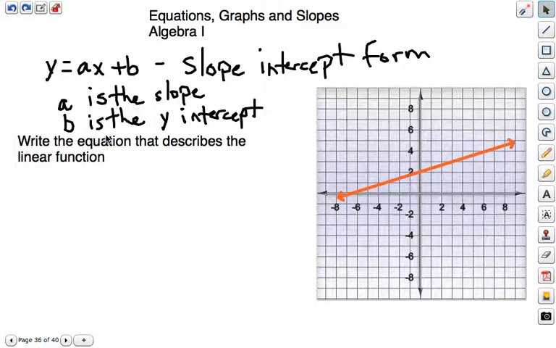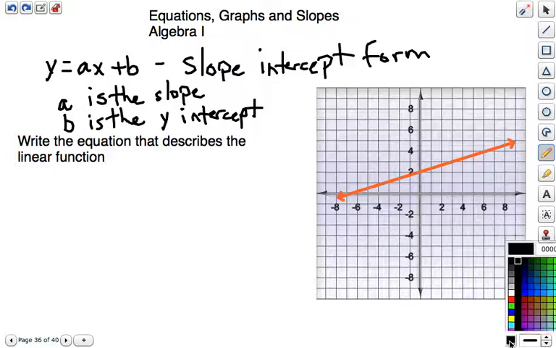Before we write that equation, an important thing to keep in mind is the slope-intercept form. This is the form that you'd want to write all of your equations in to easily graph them, and also when you're coming up with the equation. So we have y equals ax plus b, where a is the slope and b is the y-intercept. So when we're looking at this line, the items that we need to find are going to be the slope and the y-intercept.